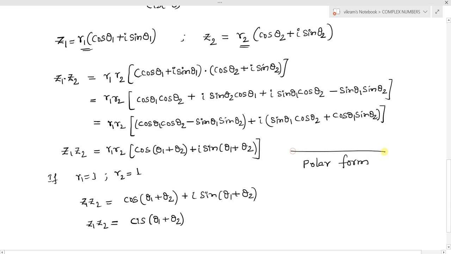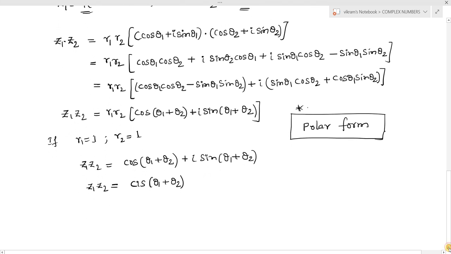Modulus amplitude form is also called polar form. Now we consider z1 equals cos theta 1 plus i times sin theta 1, taking r1 equal to 1, and z2 equals cos theta 2 plus i times sin theta 2.